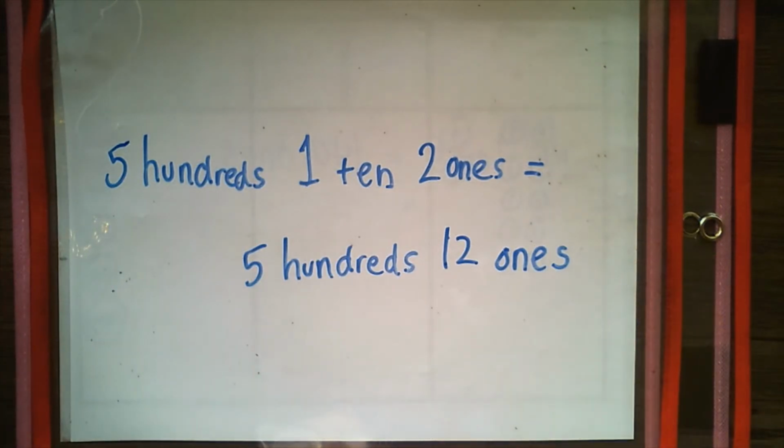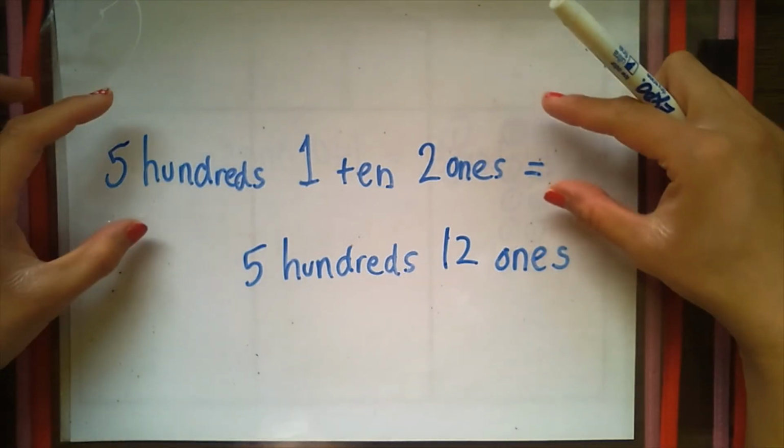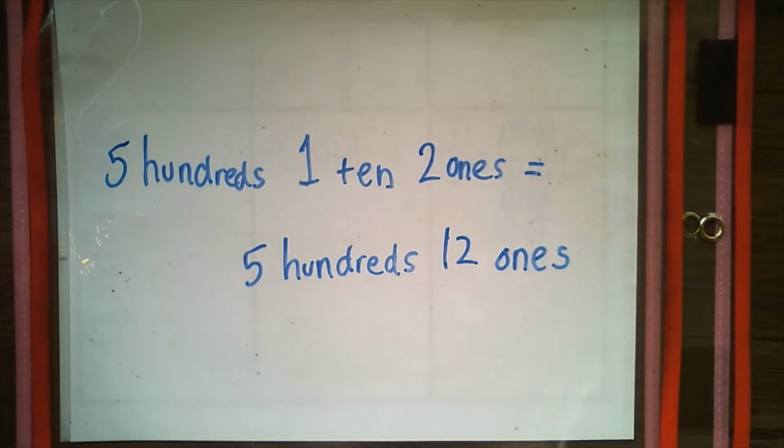Why is this statement true? So quietly take a look at the statement again, and then I want you to pause and talk to a friend or a family member about why this statement is true. Why does 500s, 1 ten, 2 ones equal the same thing as 500s, 12 ones? We will come back and talk about it together as a class when you are done talking to a friend or family member.